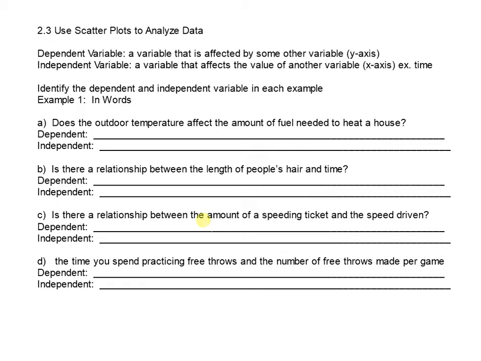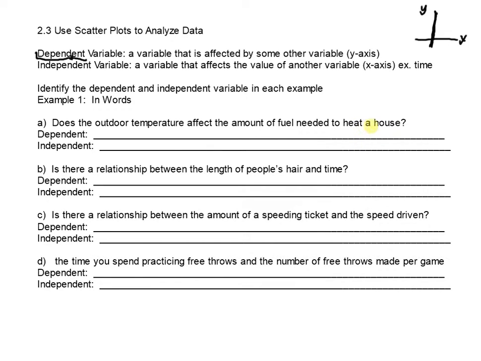2.3 is use scatter plots to analyze data. So we're going to take a look first at dependent variables and independent variables. A dependent variable is a variable that's affected by some other variable. If you look at the word dependent, it depends on another variable. We plot that on the y-axis. So we have the x-axis and the y-axis. The dependent variable is always the y-axis.